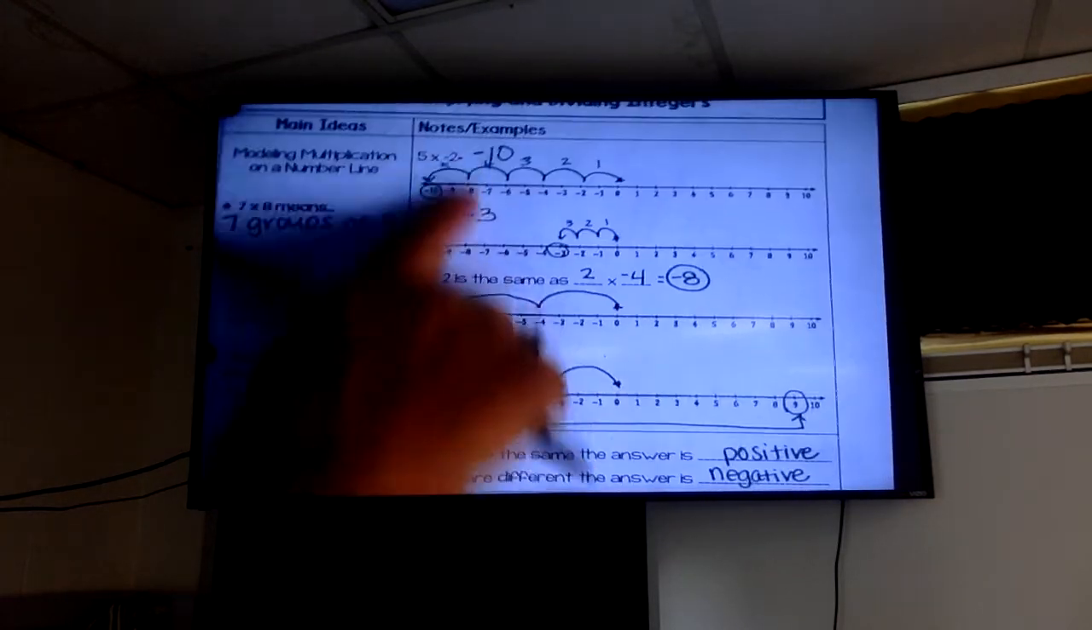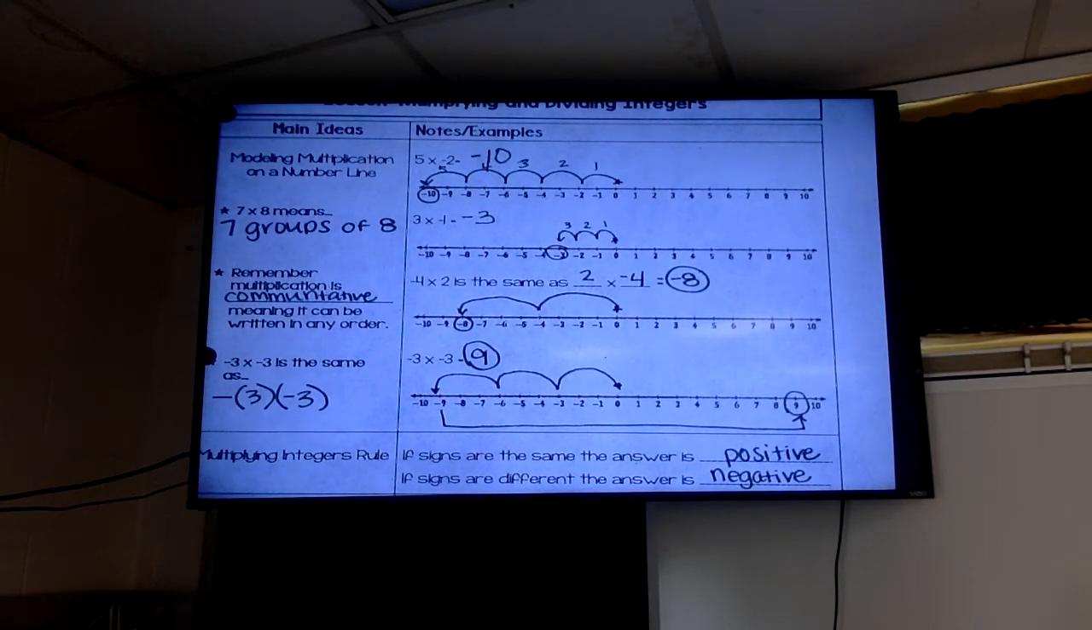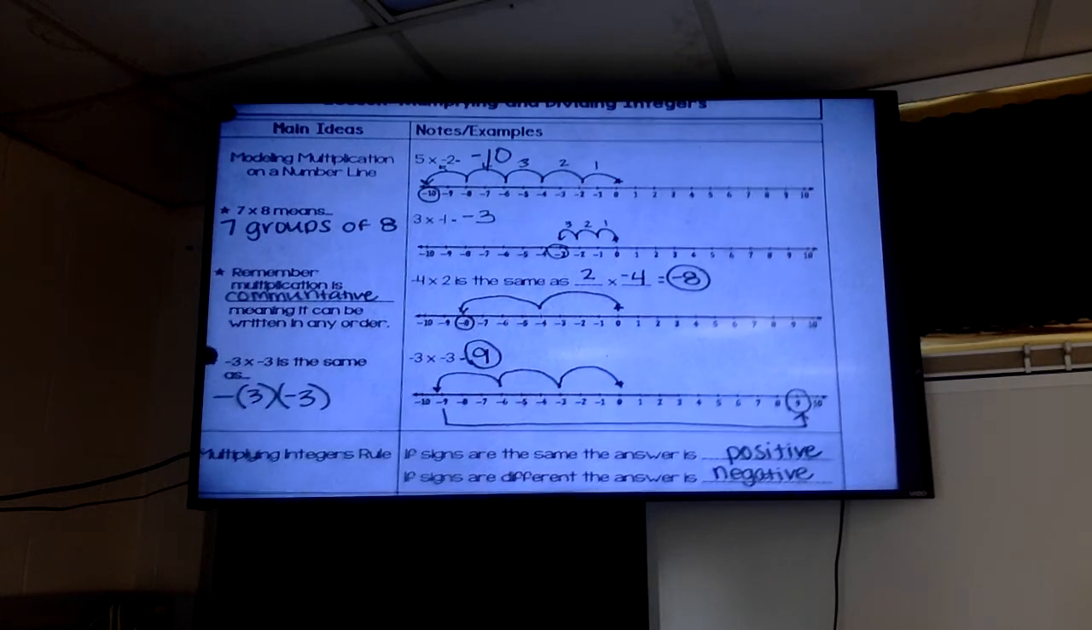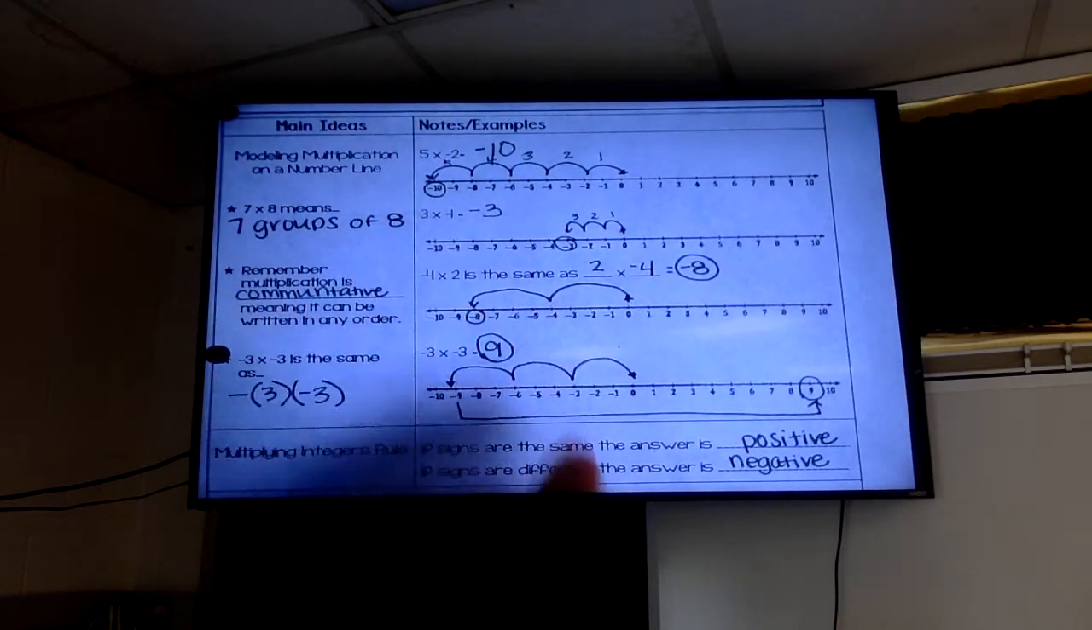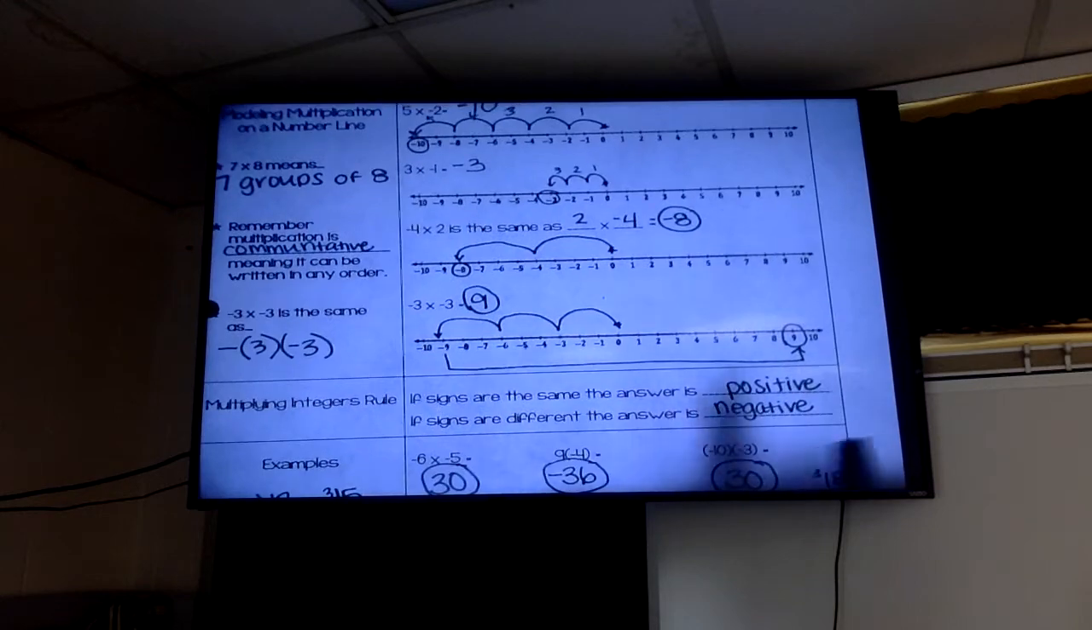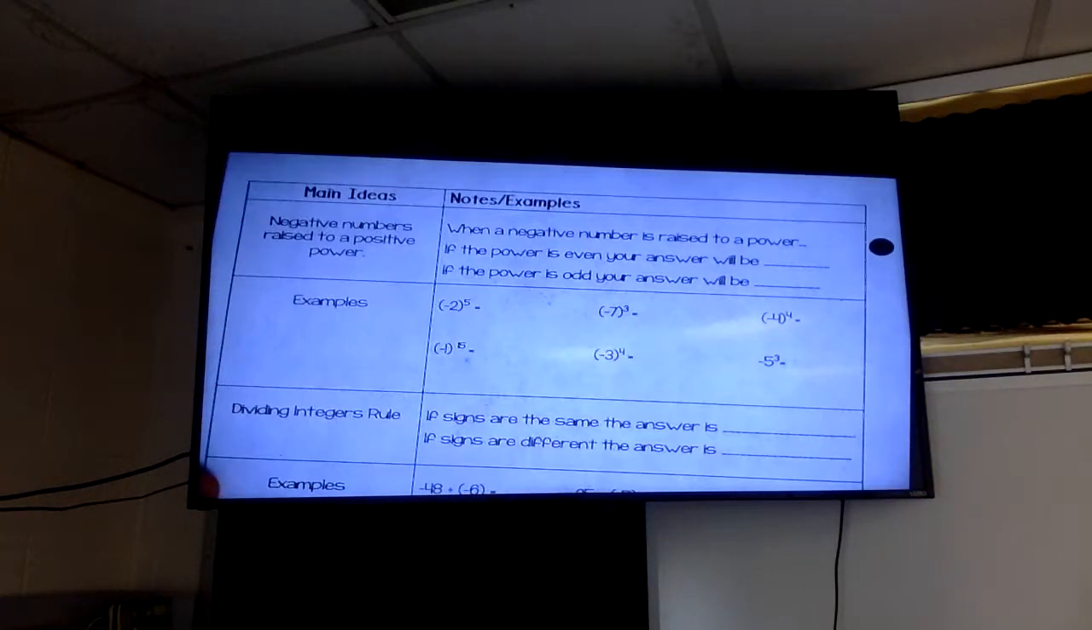Okay. Now, as for the modeling of this, you will not have to ever do this on a quiz or a test. I just wanted you to see how we're coming up with these rules of positive and negative. So let's flip it over to the back.